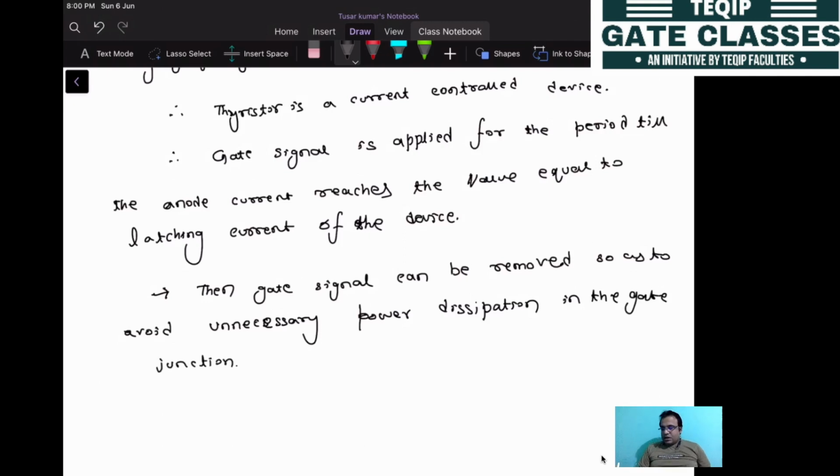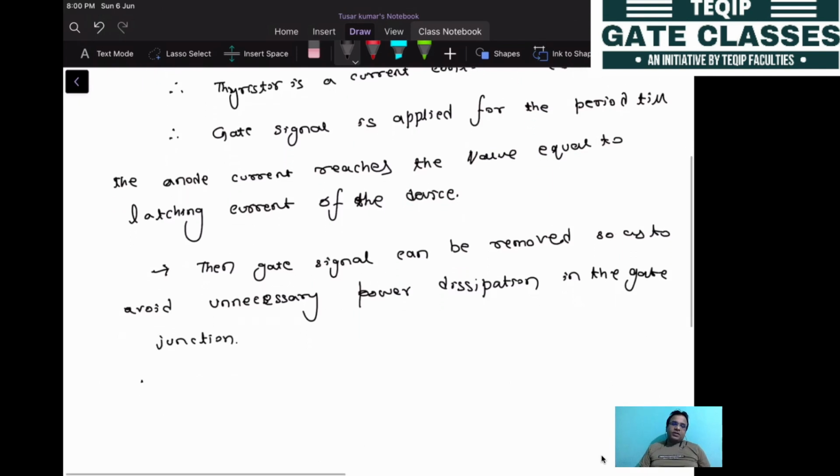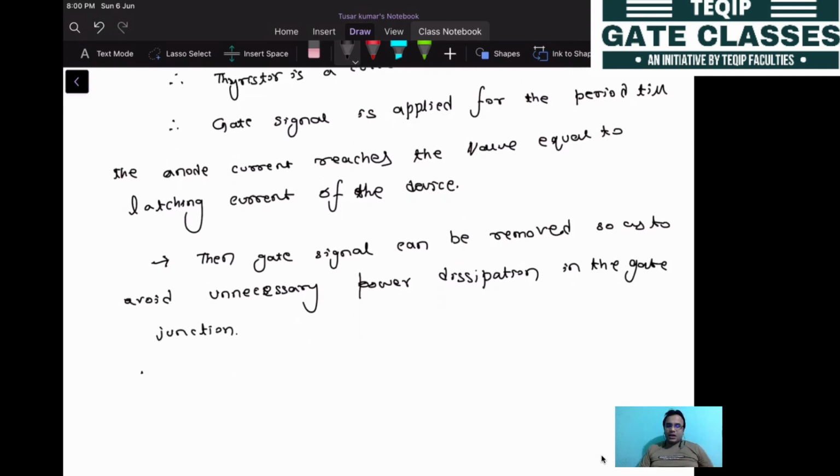Okay, and also when the anode current reaches the latching current value, then you do not have any control. You will not have any control over the gate, or over the operation of the device. That's why if you remove the gate signal, it will not affect the operation. Okay, so this is all about the VI characteristics of thyristor.